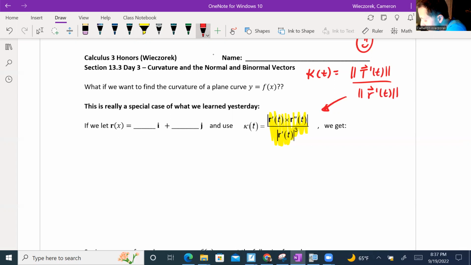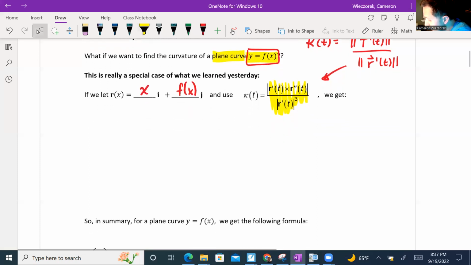So in the specific case we're interested in now, if we want to look at something in a two-dimensional sense, we're going to let our x component be x. And my y component, if my curve is y equals f of x, that means I can define my j component of my vector as just f of x. That's my y value. And I want to figure out kind of a shorthand for what the curvature would turn into in this specific situation when we're dealing with a plane curve in two-dimensional space. So let's use, this was the more convenient formula we saw yesterday, so let's derive this.